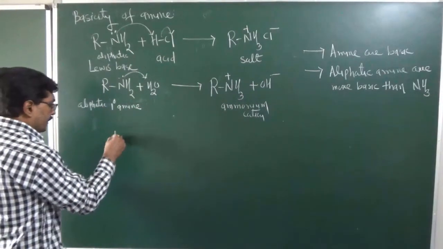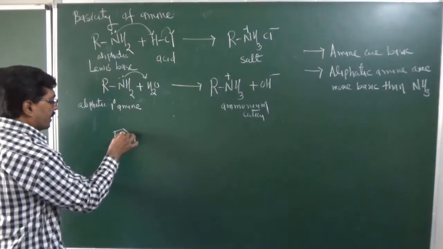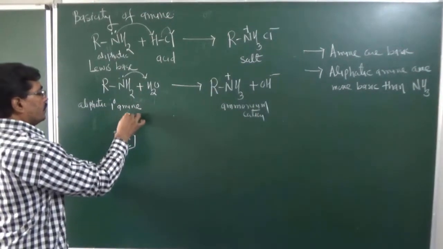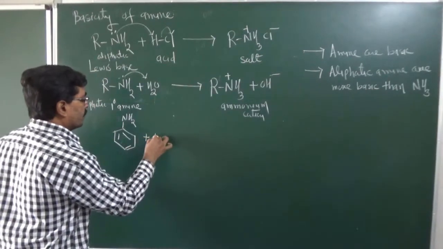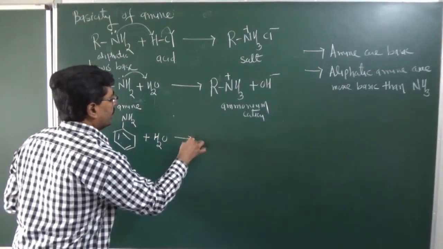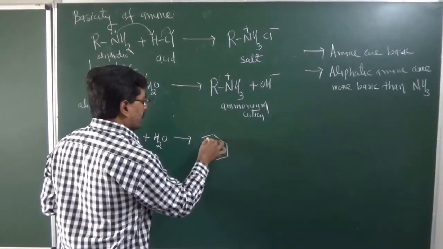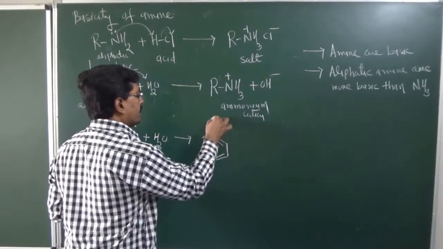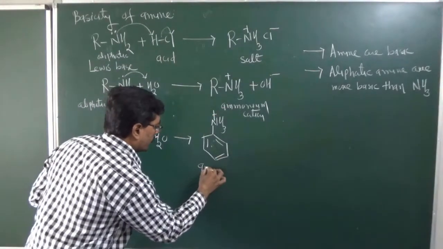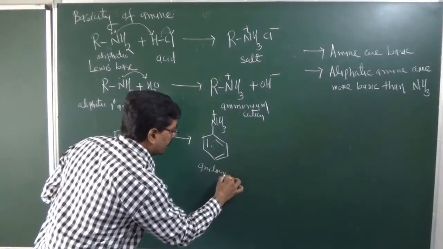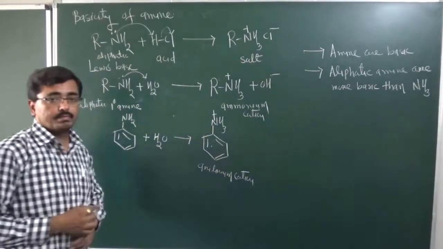Now suppose I have aniline, and aniline is allowed to react with a water molecule. Then it is observed that when aniline reacts with the water molecule, it gives us the anilinium cation, in acidic medium or in basic medium. So now the anilinium cation will be obtained.